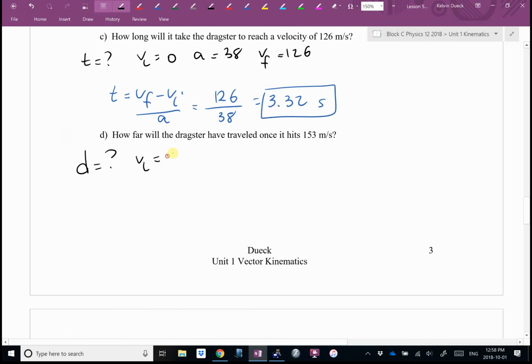I can still say we started at rest. I can still say A was 38. And what's that 153? Yeah. Looking for an equation that has a VF, a VI, an A, and a D in it. There is one. We already have time?